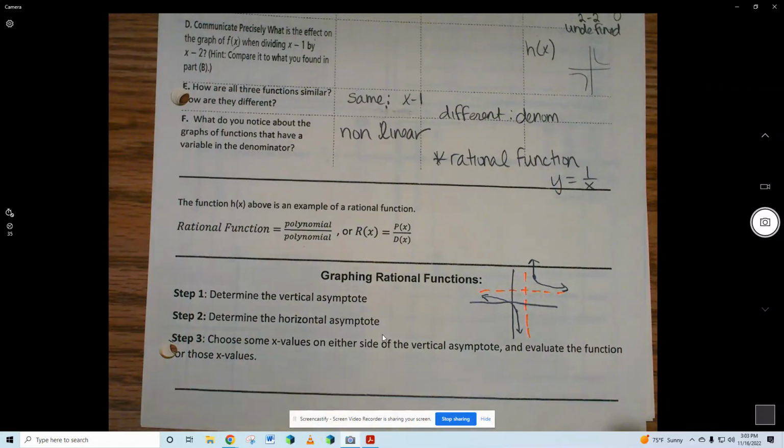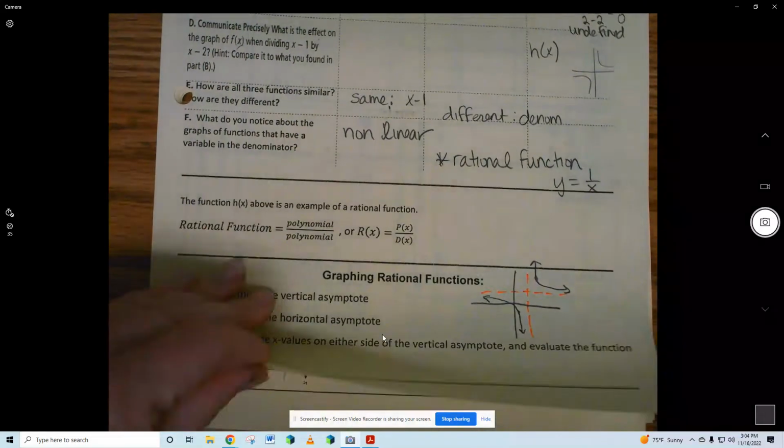So let's turn the page and actually do it. Now remember, this is going to be exactly the same as we did yesterday. Yesterday was 4.1b.